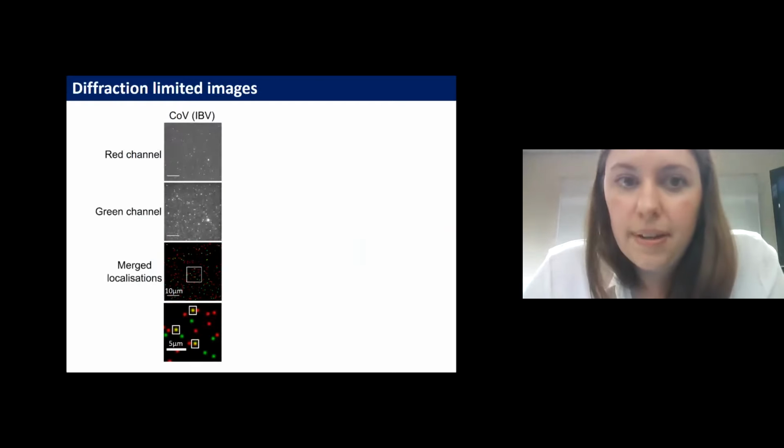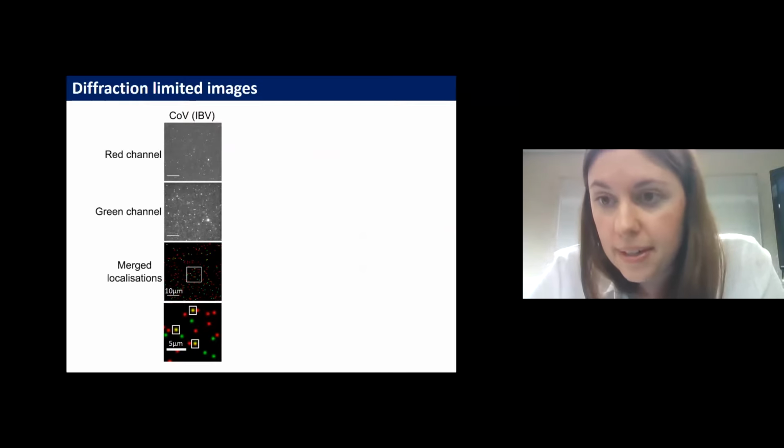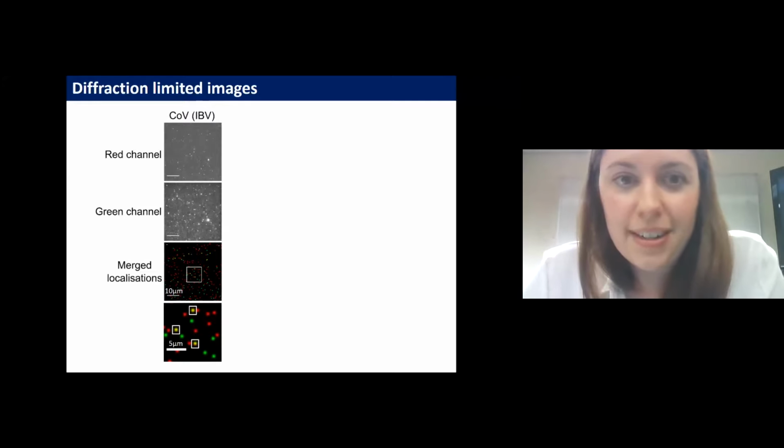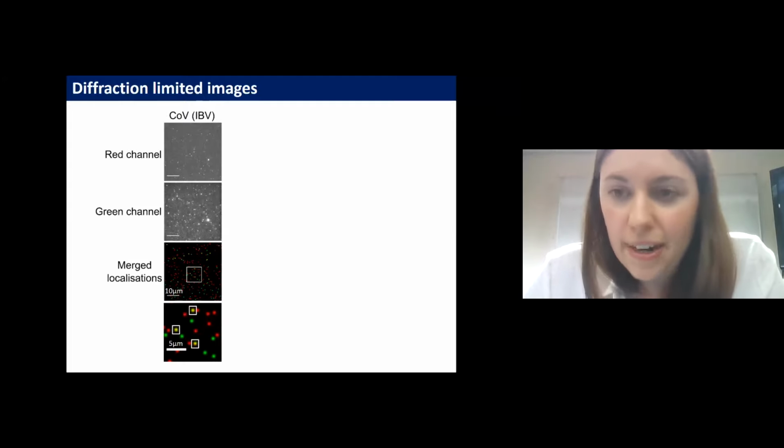So we started off a couple of months ago working on coronaviruses, but we didn't want to start out straight away working on the real thing. So we've got a kind of safer alternative coronavirus, which is called IBV. This is an avian coronavirus that doesn't infect humans, so it's quite safe for us to work with in the lab. These are diffraction limited images of IBV. They're labeled with red and green DNAs, so you can see signals in both the red channel and green channel of the microscope.